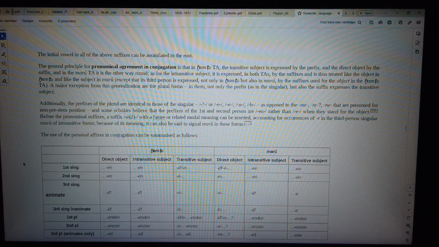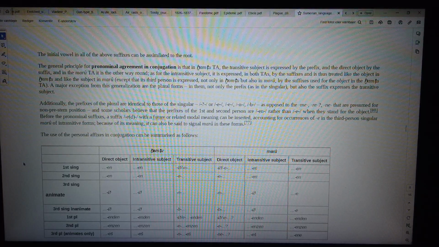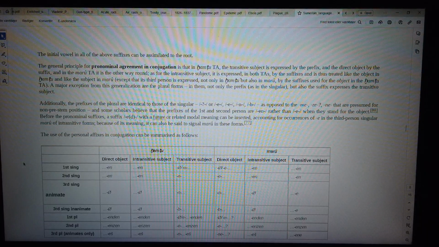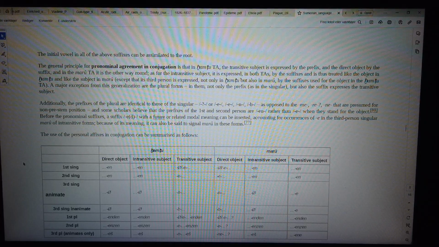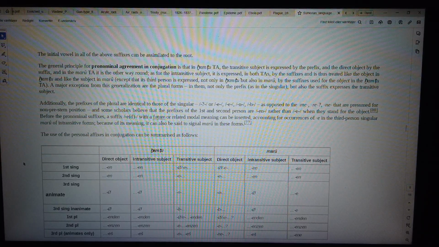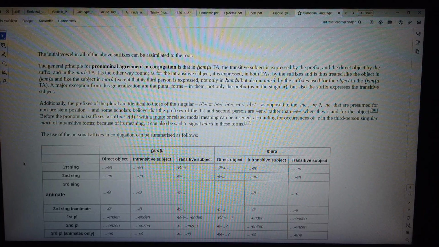The general principle for pronominal agreement in conjugation is that in a mu-ta, the transitive subject is expressed by the prefix and the direct object by the suffix, and in the maru-ta it is the other way round. As for the intransitive subject, it is expressed, in both tas, by the suffixes and is thus treated like the object in a mu and like the subject in maru, except that its third person is expressed, not only in a mu but also in maru, by the suffixes used for the object in the amu-ta.